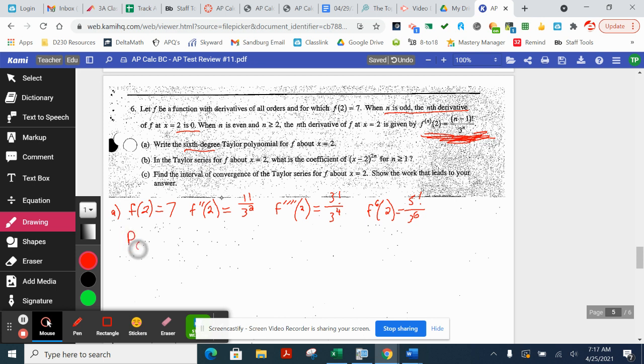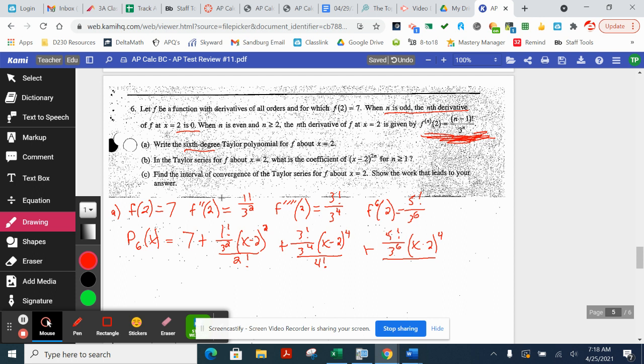So now if I want the 6th degree Taylor polynomial, let's put this together with our formula, so the functional value, and then I would want the second derivative, x minus 2 to the second power, over our second factorial, plus our fourth derivative term, so 3 factorial divided by 3 to the fourth, x minus 2 to the fourth power over 4 factorial, plus our sixth derivative term, x minus 2 to the sixth power, over 6 factorial.